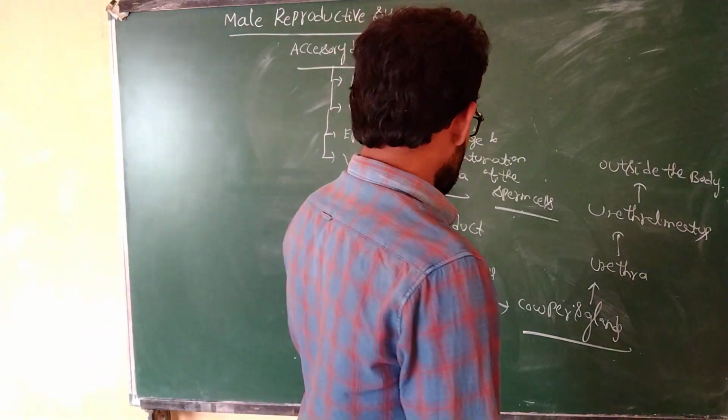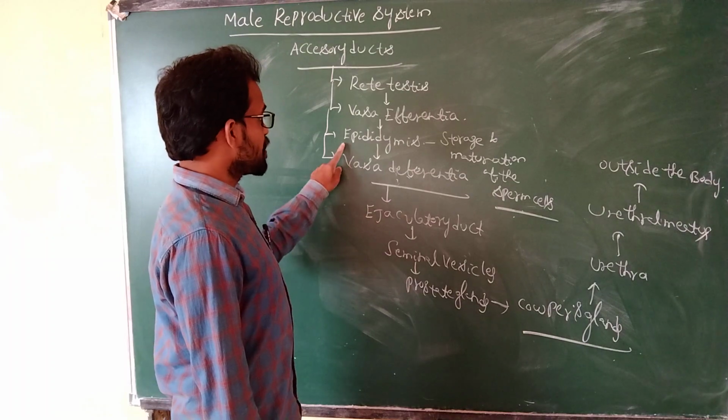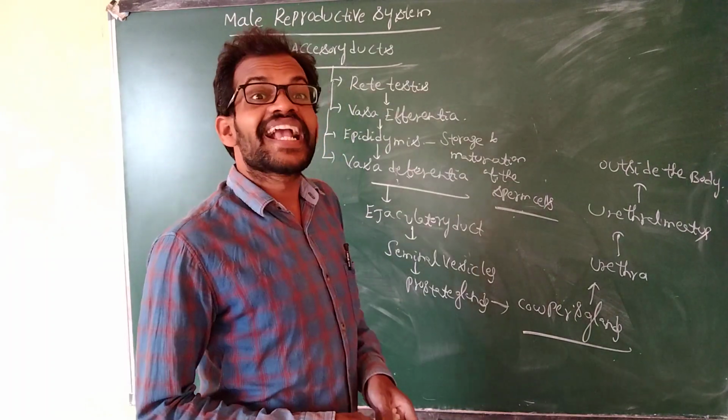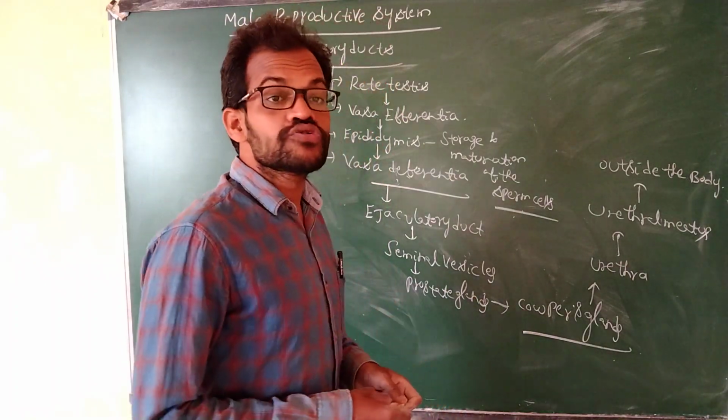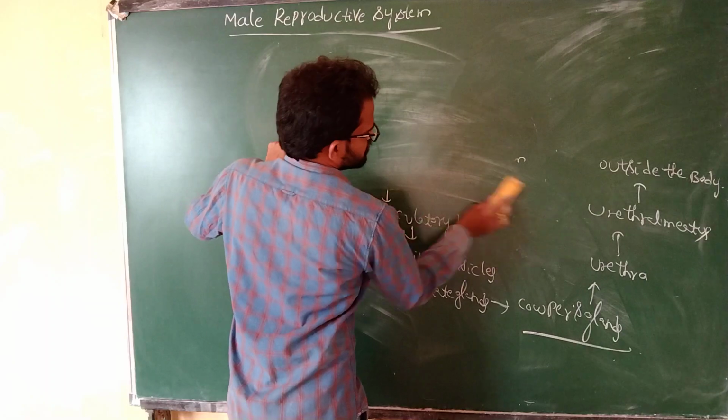The next one. What are the glands? These are the ducts: ejaculatory duct, vasa deferens, epididymis, vasa efferentia, rete testis. These are the ducts. Now, these are the glands. They produce semen.